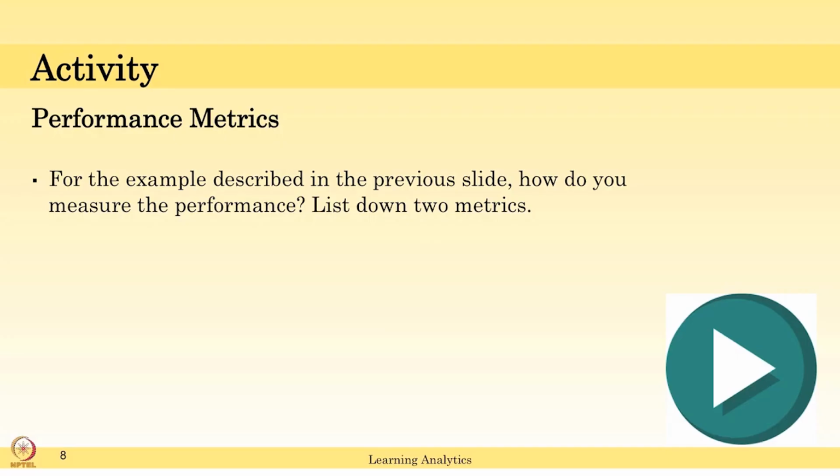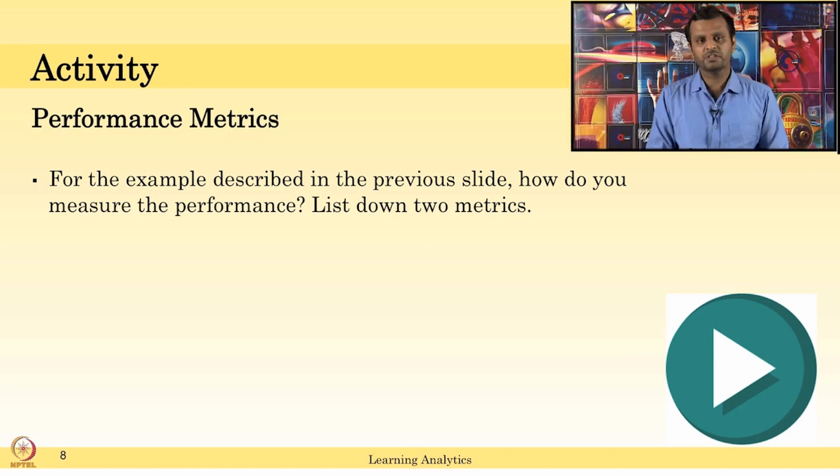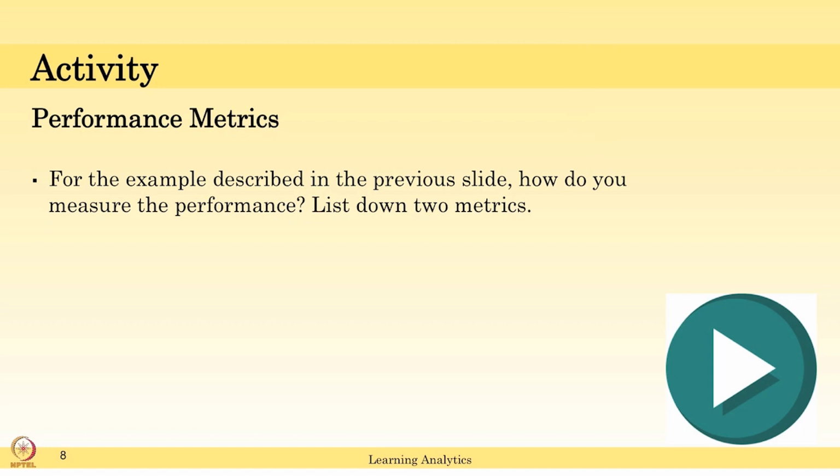For the example described in the previous slide, the binary classification problem of predicting whether a student will pass the course or not, you also have y prediction and yi. How do you measure the performance of the algorithm, say you used some classification algorithm? Think about it and list down at least 2 metrics. If you have more metrics, please list down everything, and we will discuss that in the class.